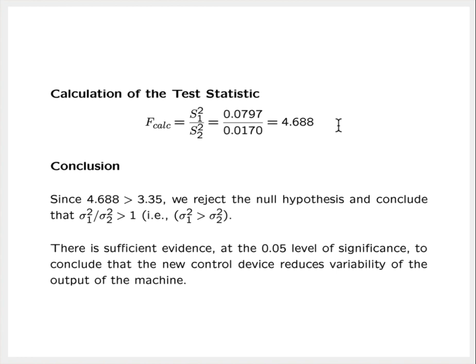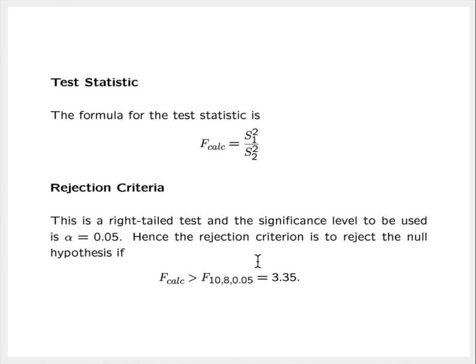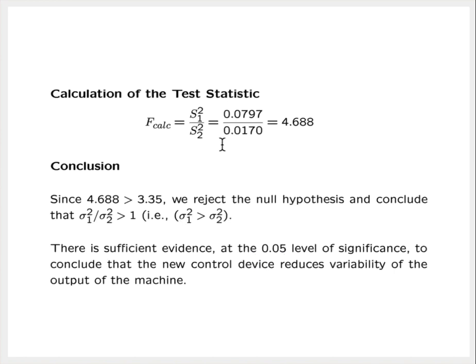Now, to calculate the value of the test statistic, we need to go back and obtain the summary statistics from the data. Remember that these are sample standard deviations. The standard deviation of sample 1 is 0.2824, and the standard deviation of sample 2 is 0.1304. In calculating the value of the test statistic, we need to be sure to square those values, and we get 4.688.